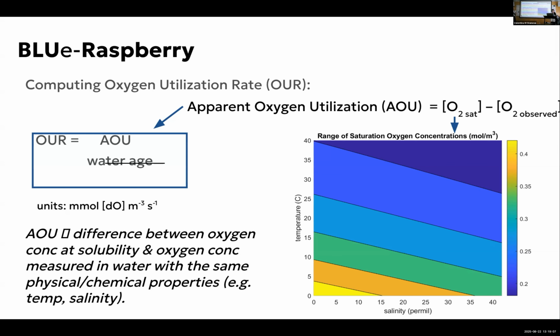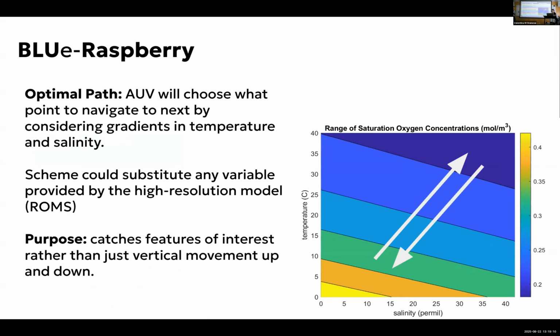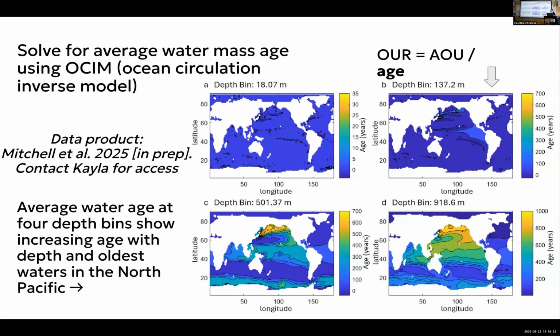And then we get age from, okay, side note, part of the optimal path where there's the little triangles or diamonds that we can choose to go to, the function that chooses which diamond to go to wants to steer up and down temperature and salinity gradients, just to maybe catch features of interest rather than just moving vertically up and down. But yeah, the last part of the OUR equation, age, is coming from the low resolution, steady state, climatological average model, OCEM.